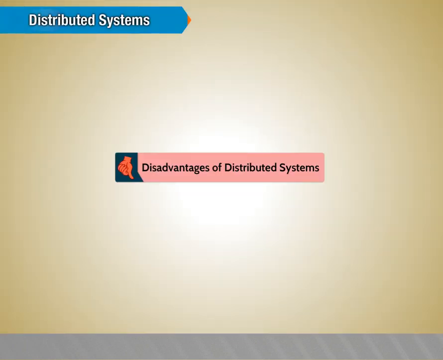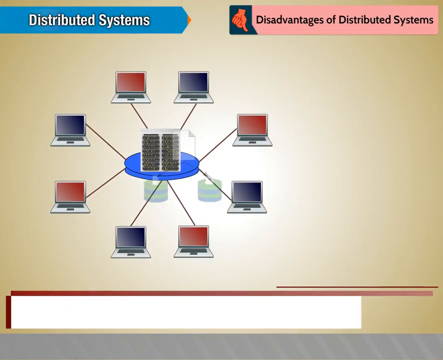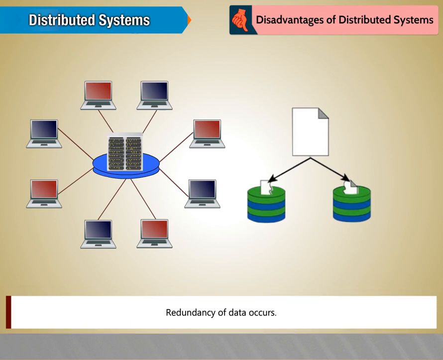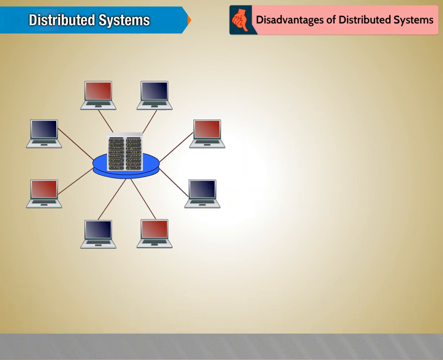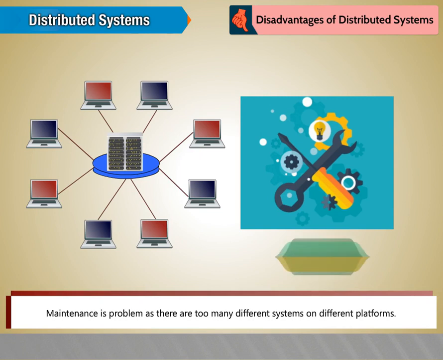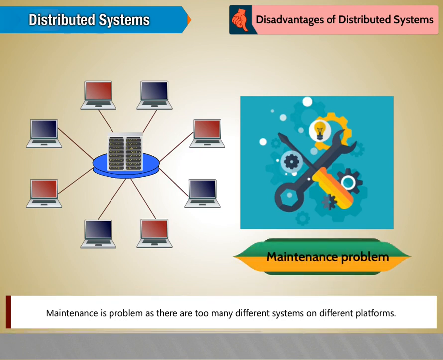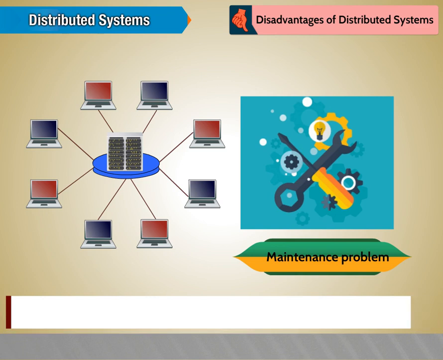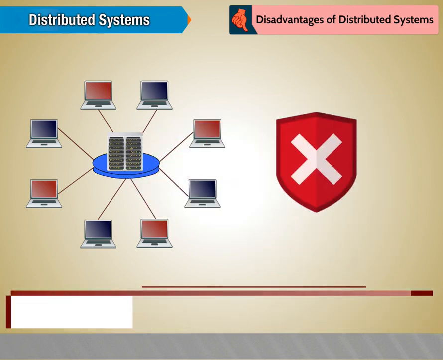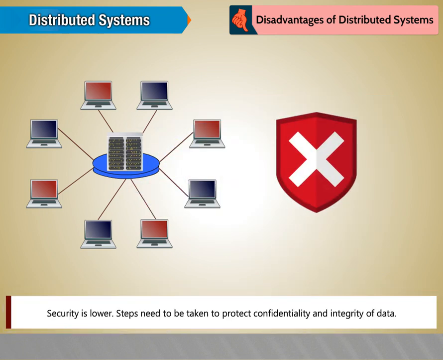Disadvantages of distributed systems. Redundancy of data occurs. Maintenance is a problem as there are too many different systems on different platforms. Security is lower. Steps need to be taken to protect confidentiality and integrity of data.